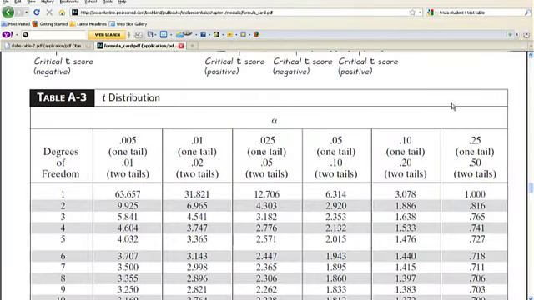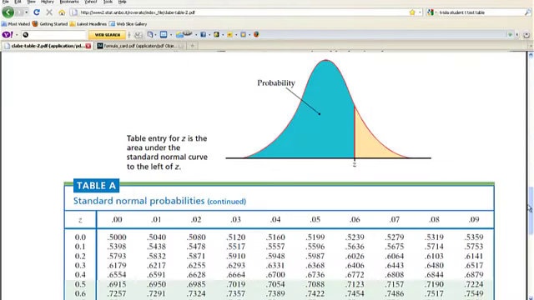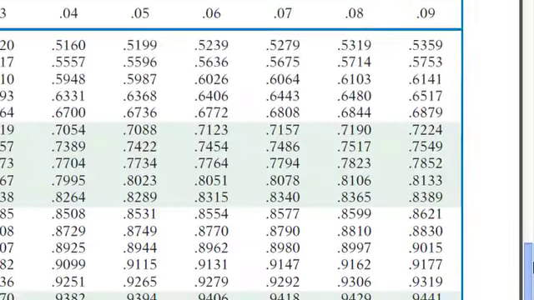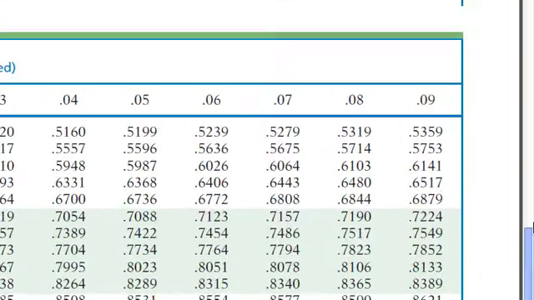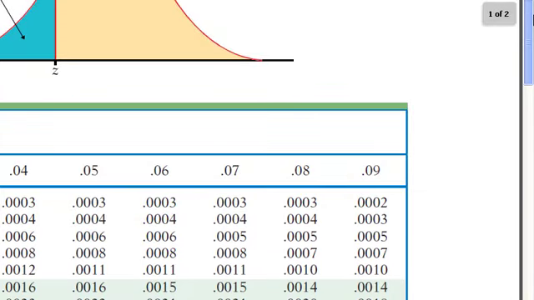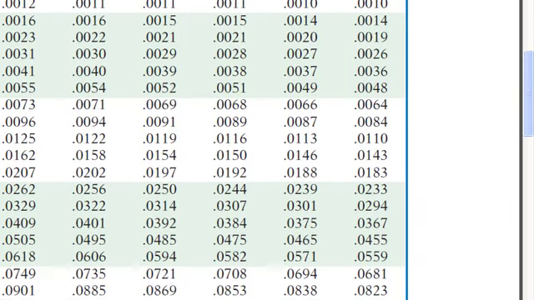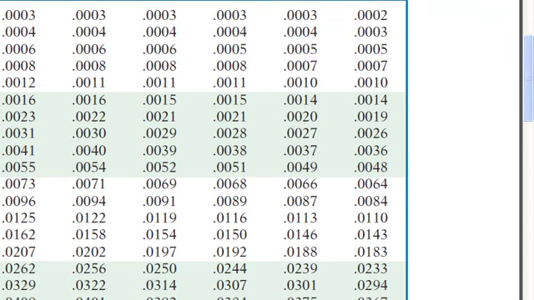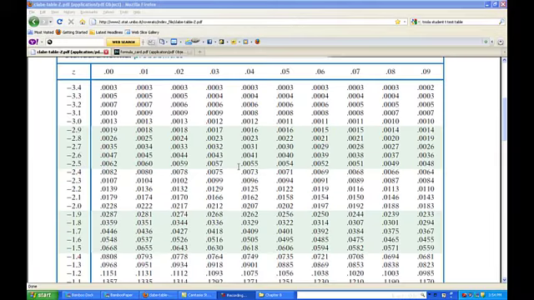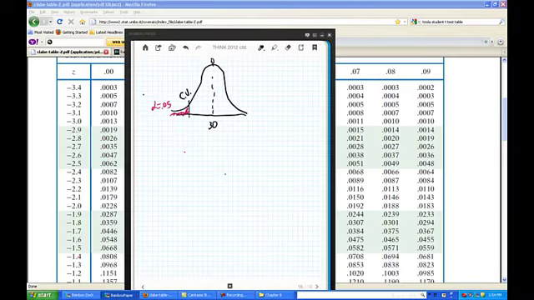I'm going to go to my good friend, my Z table. This one's nice because it gives us the probabilities below. So I'm looking for 0.05 in here. It looks like it's going to be 1.645, right? 1.6, 0.0505, 0.0495. Yeah, right down the middle. So 1.645.